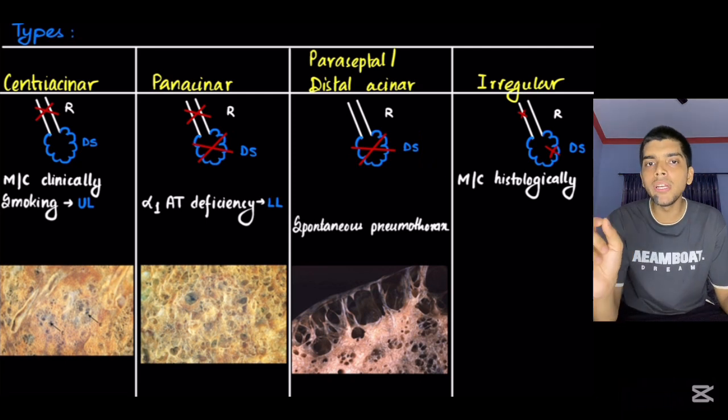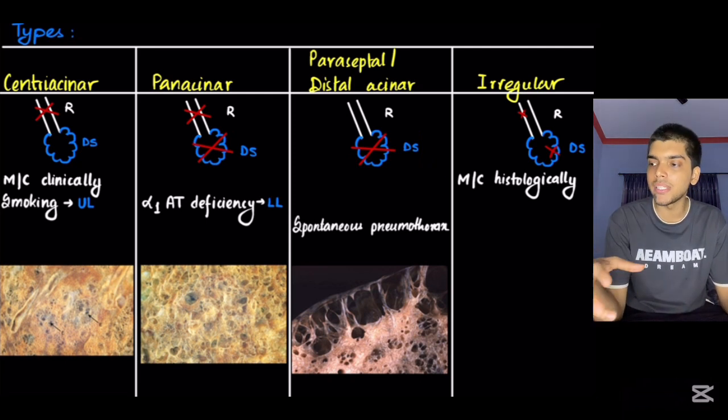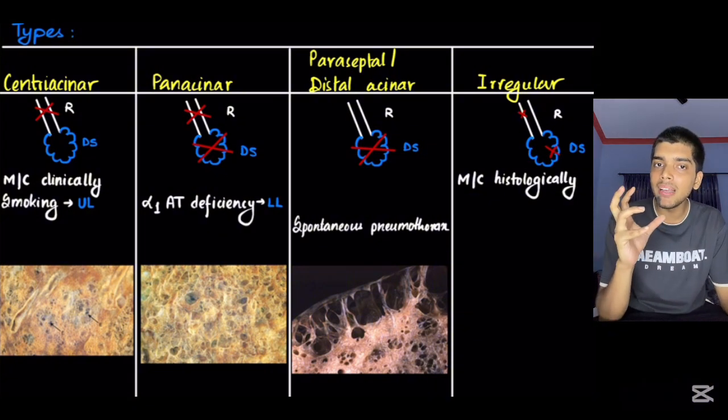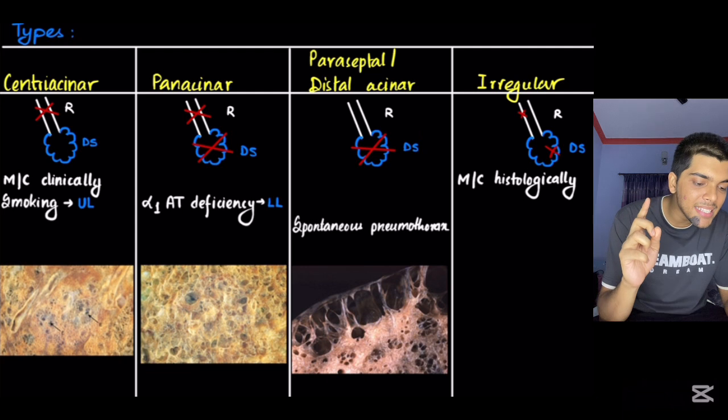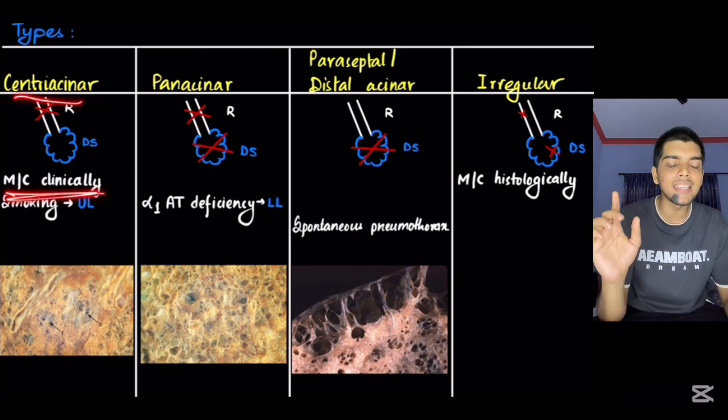Which is most common clinically? That is, a patient approaches you with signs and symptoms of emphysema. Then which type of emphysema is most commonly seen? It is the centri-acinar emphysema. So the most common clinically is the centri-acinar type.